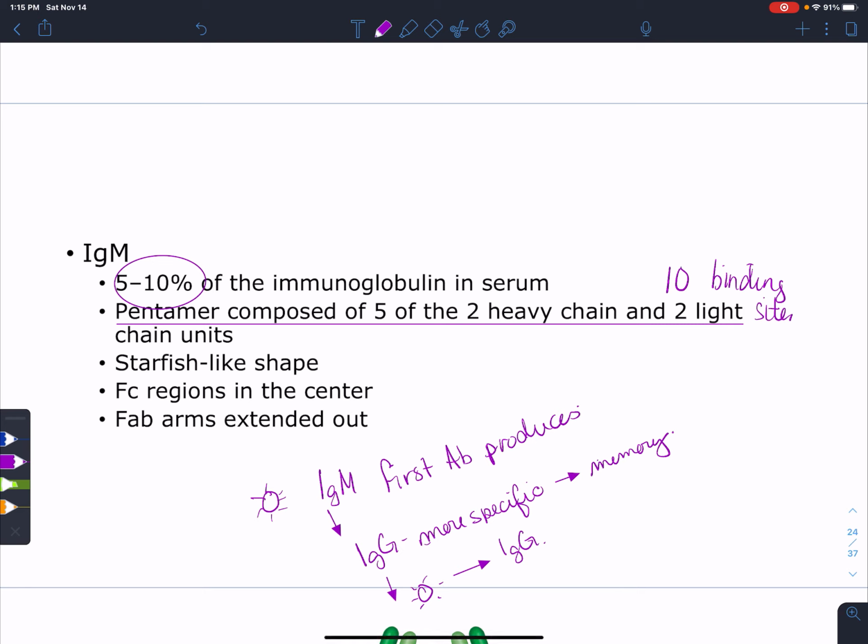So IgM is your first, which is why when we were measuring it in the baby, the IgM we were able to say was the baby's, and the IgG that was present was the mom's, because the baby's just born, so it was just exposed. And IgG is long term.